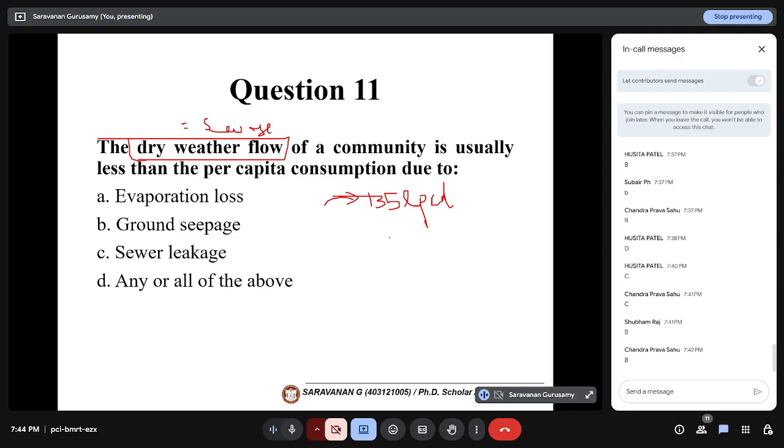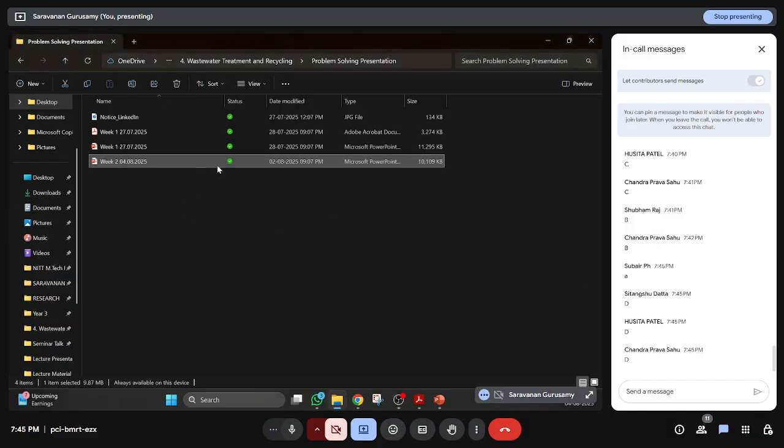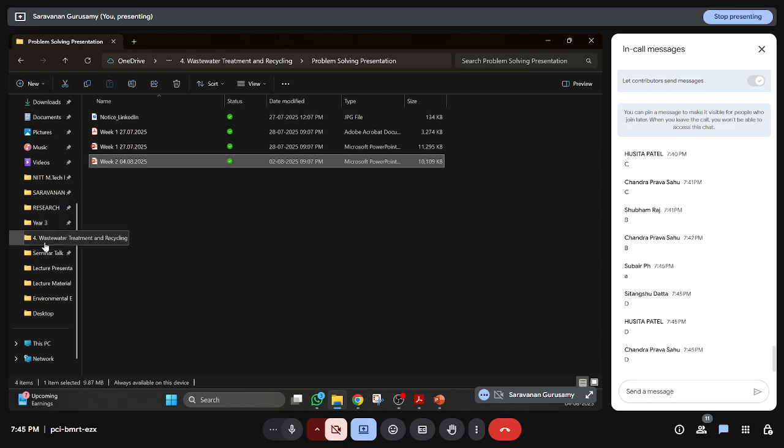But what are the losses happening? Why the sewage is not 135 liter? Because there is an evaporation loss. There may be a ground seepage. There may be a sewer leakage, and all the above will contribute to the loss. So the per capita waste generation is around nearly 80% or 85% of the water that is given to the public. What can I give you the split up of that 135 liters? I'll show you.